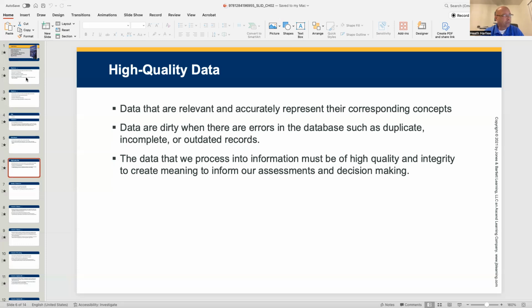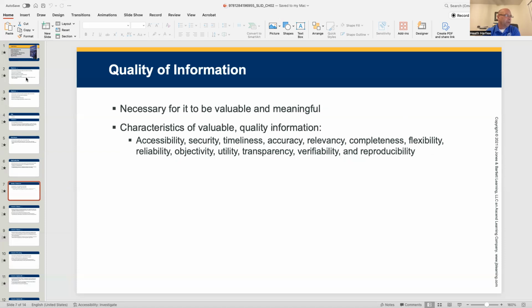So the importance of what's called clean data, making sure that there are no holes in the data, that everything is completely filled out and all duplicates are removed, is very important. The quality information necessary for it to be valuable and meaningful. If we have a lot of information that really has nothing to do with anything, it's not something that we need to spend our time looking at, because our job in health administration or health informatics is to better the lives of our stakeholders, and our number one stakeholder is the patient or the consumer.